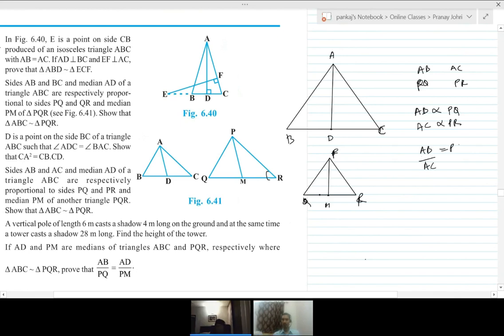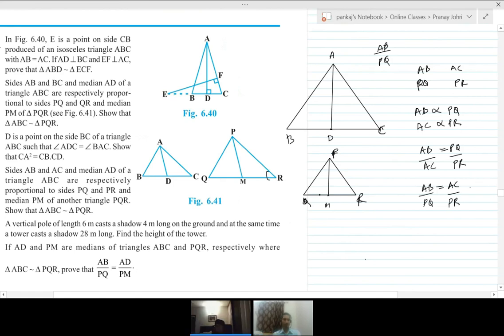So this is one way to get this equation, and you can directly also write, because AB is proportional to PQ, AB by PQ. You can just write that. Okay, continue. Now we know that AD is proportional to PM. So AB is proportional to PM.